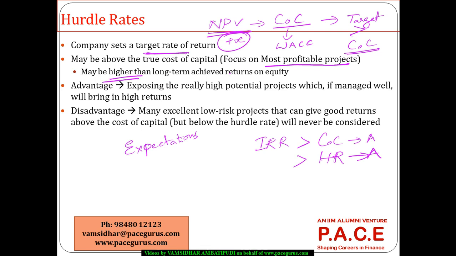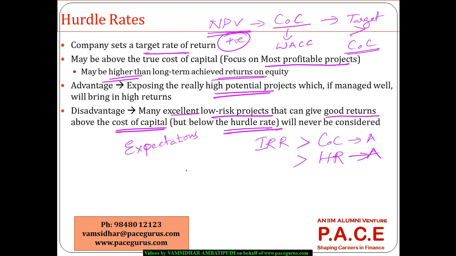Sometimes it may be set very, very high, probably much higher than the long term equity returns also. So this will really bring out only high potential projects, and obviously if I am able to manage those high potential projects, probably the returns that I can generate out of them are going to be significantly high. But at the same time, I may miss out on various excellent low risk projects which can give returns which are higher than the cost of capital, but they will not cross the hurdle rate.